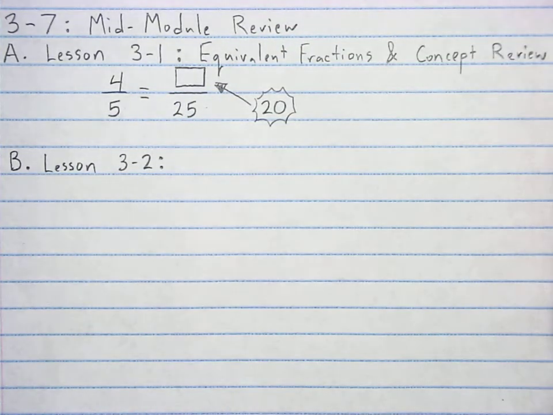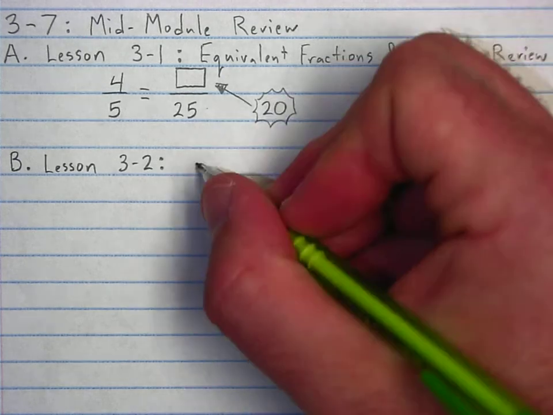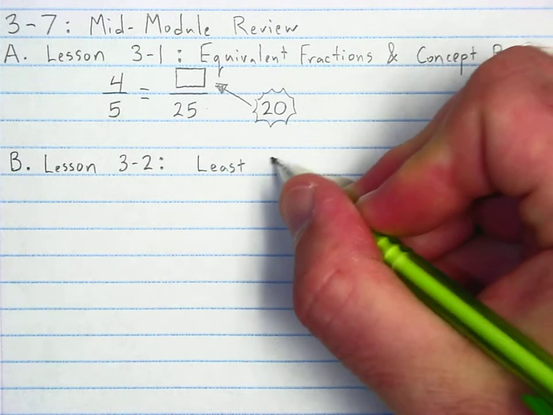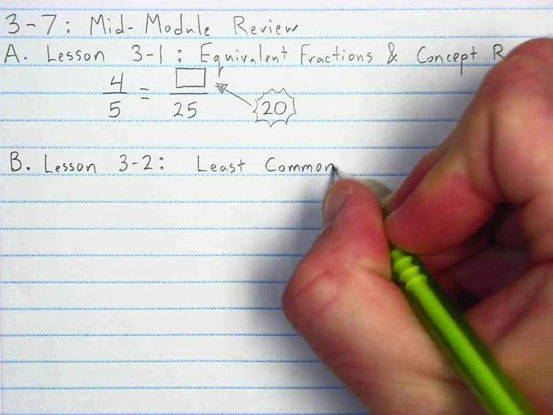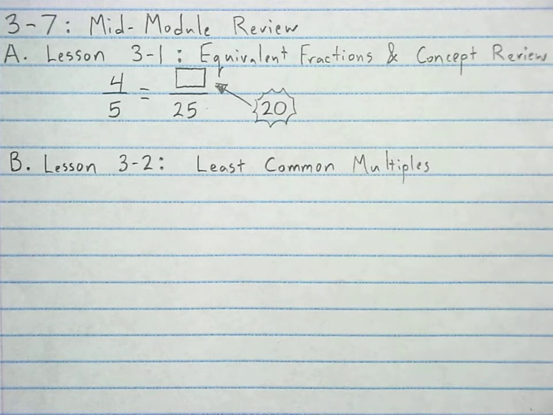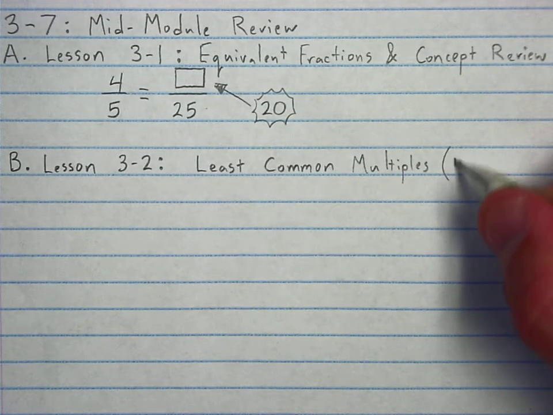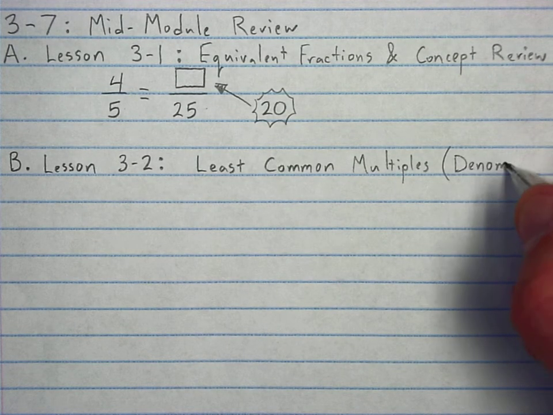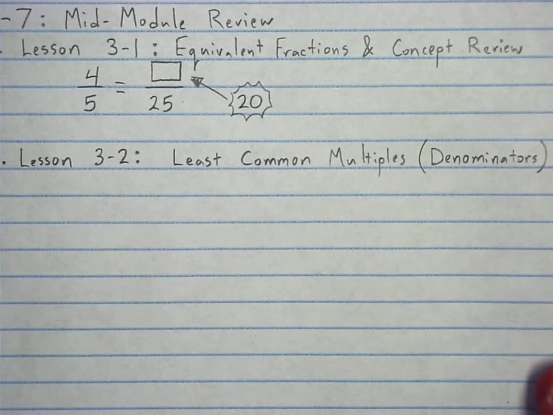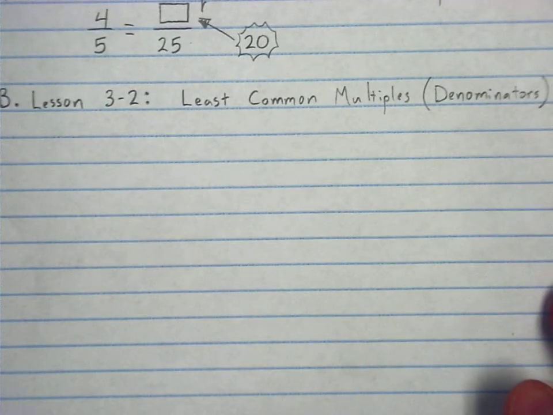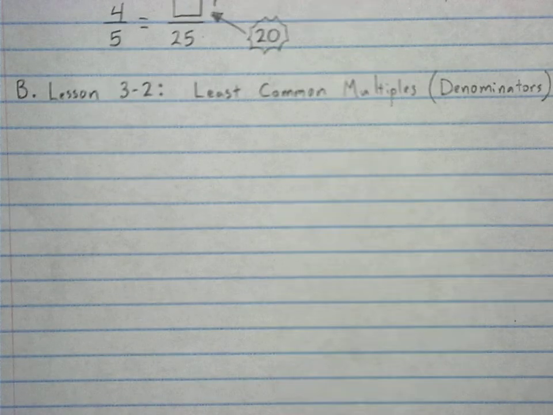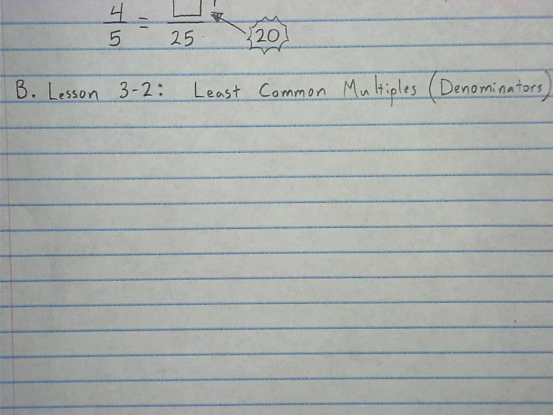Okay. Lesson 3-2, we talked about common multiples, but again, specifically, least common multiples and least common denominators. There we go. Okay. So least common multiples, least common denominators. When we're dealing with fractions, it ends up being the same thing most of the time.